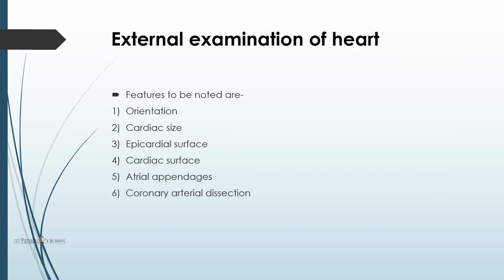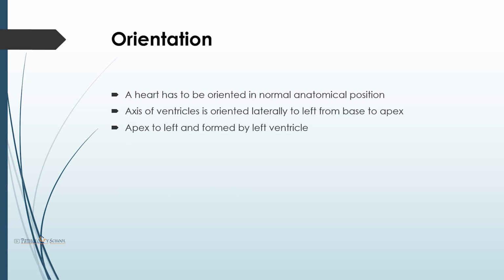External examination of the heart. Before doing dissection of the heart, it is very important to do an external examination of the heart. Features to be noted in external examination are orientation, cardiac size, epicardial surface, atrial appendages, and coronary artery dissection. Orientation. The heart has to be oriented in the normal anatomical position.